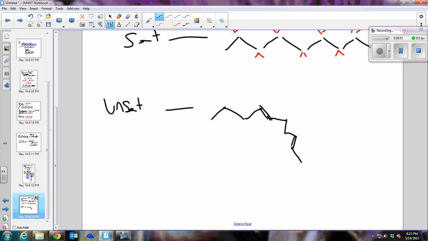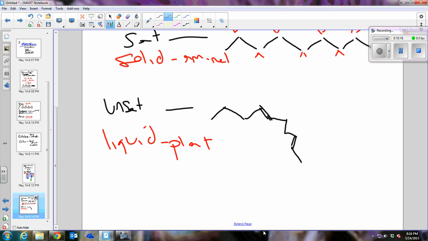A trans fat, which you've probably heard of, or a hydrogenated fat, is taking an unsaturated fat and adding hydrogen to it, thus making it behave like a saturated fat. Saturated fats are solid at room temperature, and unsaturated fats are liquid at room temperature. These are usually associated with animal fat, and these are normally associated with plant fat. So that's lipids.